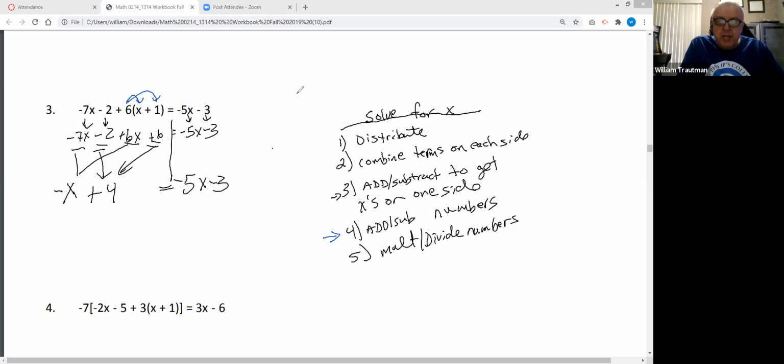All right, so this is what we have. So step 2 is combine like terms. I can combine the x's together and I get a negative 1x. And then add the numbers together, negative 2 and 6, and I get a positive 4. Step 3, get all the x's to one side. I am going to take this minus 5x to the other side, because when I take it over there, it's going to turn positive, a plus 5x.